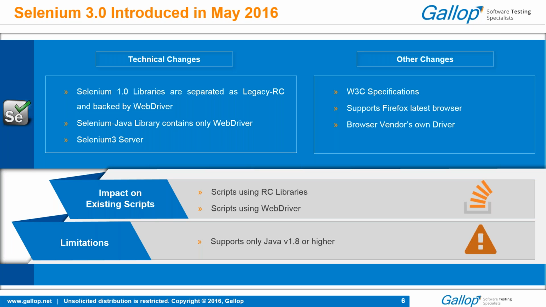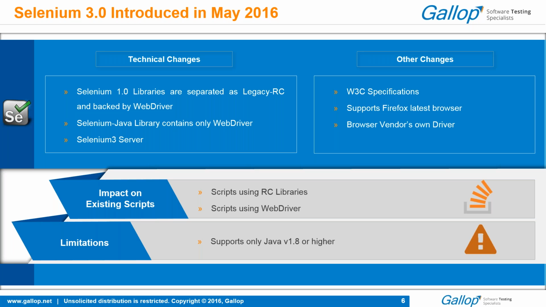So whoever is already using WebDriver, there is absolutely no change, and they can continue to use it. They can just immediately switch to 3.0 and continue executing their scripts, unless they are using any of the legacy RC references. So for example, from the 2.0 library, if we were referring to any of the legacy RC libraries, even though we were using WebDriver, some of those references we need to modify according to the current WebDriver library.